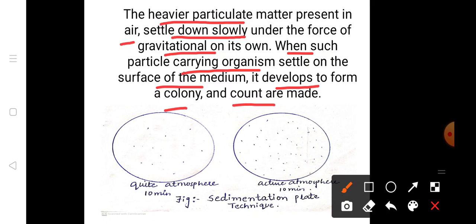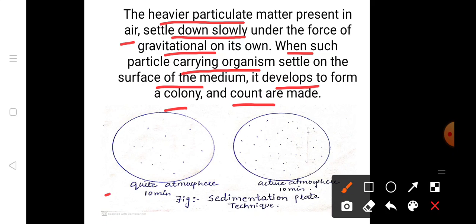Koch was the first to describe this method, sedimentation. The particulate matter present in a particular atmosphere or environment will settle onto the agar plate due to gravitational forces, and the particulate matter carrying microorganisms present in that environment will form some colonies on the agar plate.